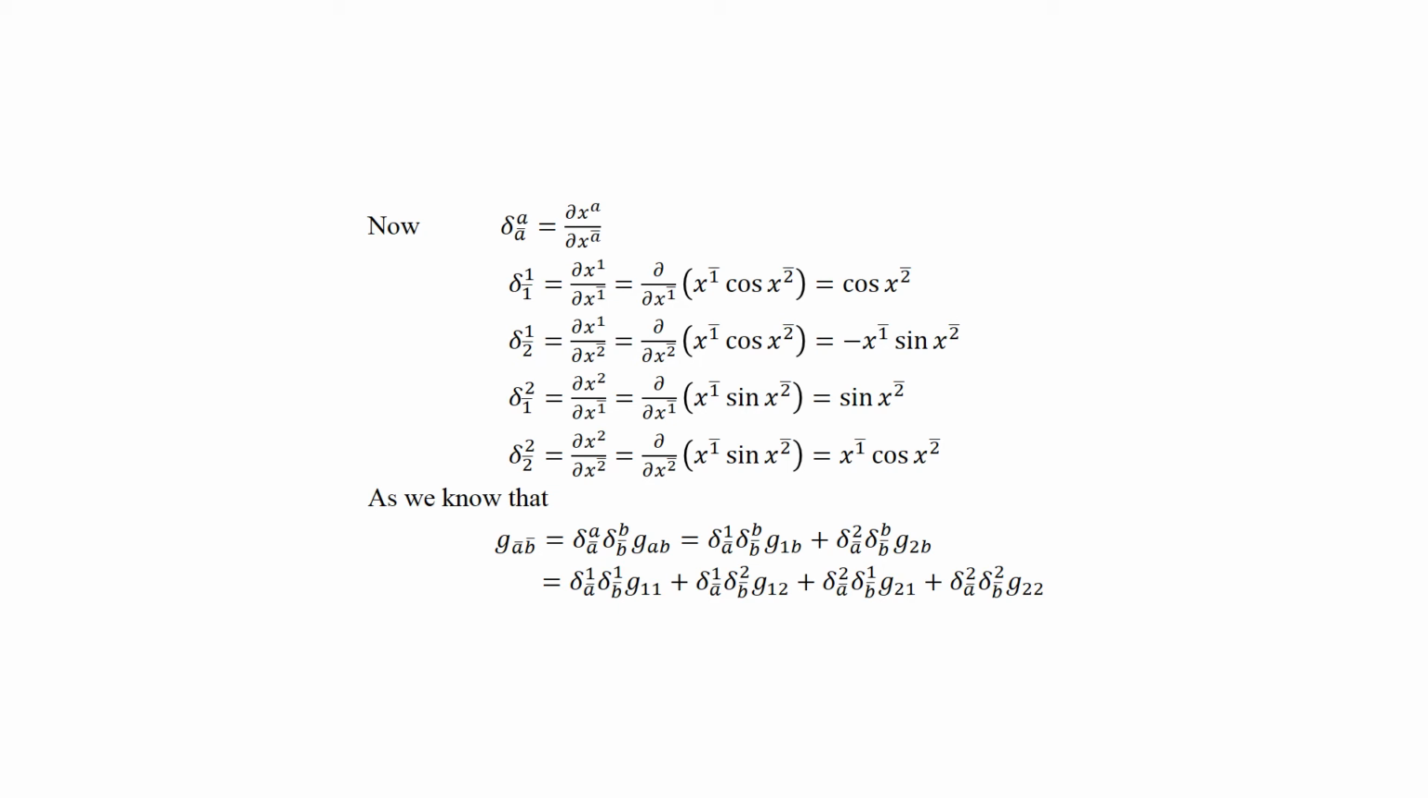Now we take the variation of g a bar b bar, which is equal to delta 1 a bar delta 1 b bar g 1 b plus delta 2 a bar delta b bar g 2 b. We use the rule... actually, here is a little bit of a mistake.